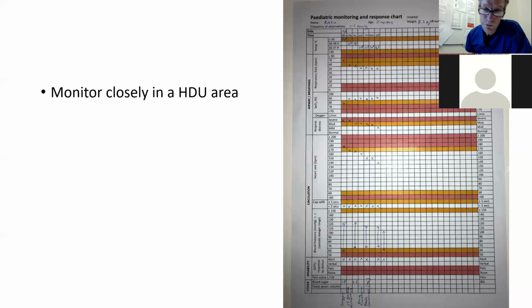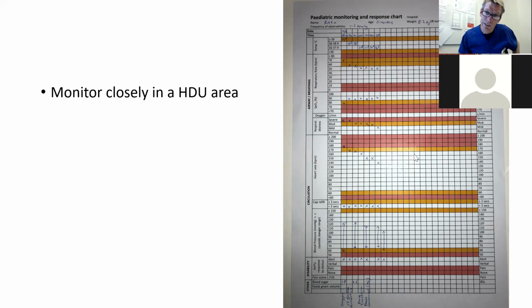I think these patients should be monitored. Any patients with warning signs should be monitored very closely in an intensive care unit or a high dependency area. And they should be monitored with a color-coded monitoring and response chart that can monitor their temperature, their respiratory rate, their oxygen saturation, their degree of respiratory distress, their heart rate, their blood pressure and pulse pressure, and their conscious state and the treatments that are given.